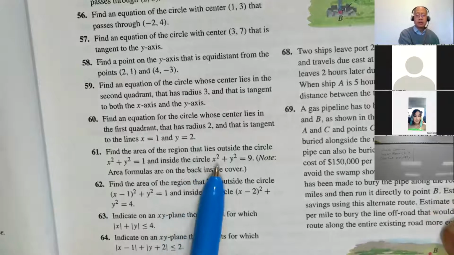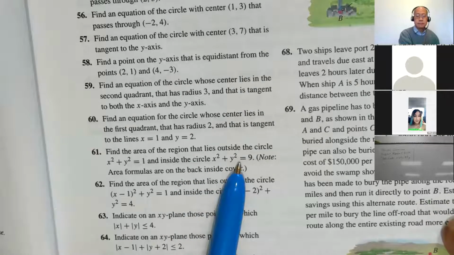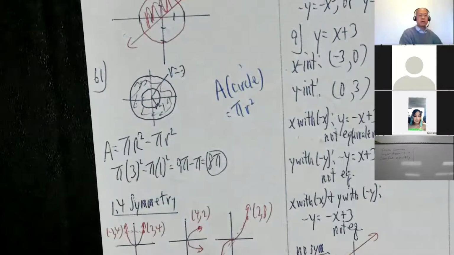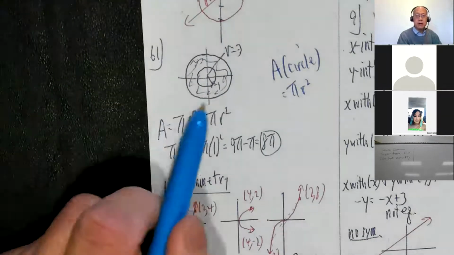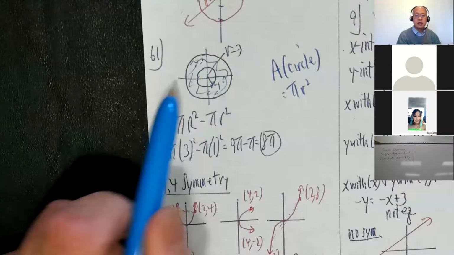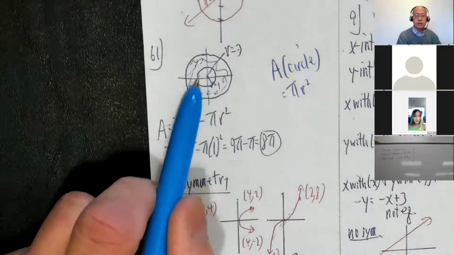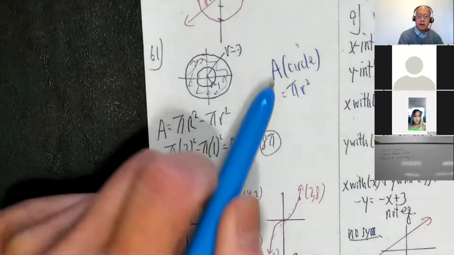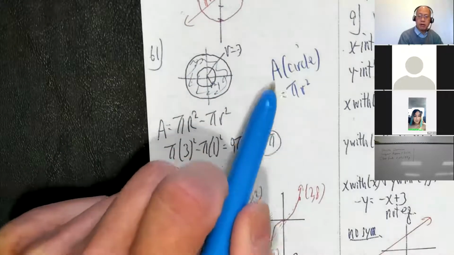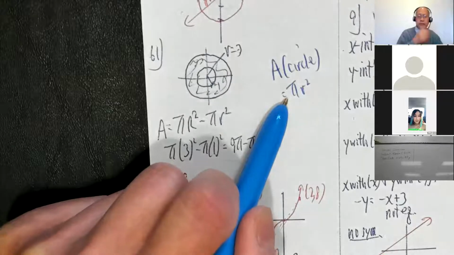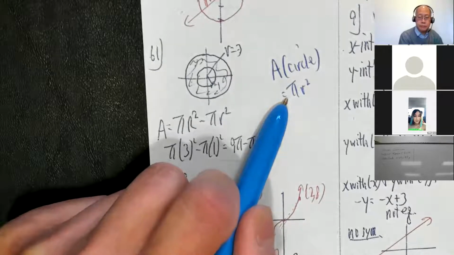Inside the circle x squared plus y squared equals 9. Circle, center at the origin, radius of 3. Here's a picture. Circle, center at the origin, radius of 3. Circle, center at the origin, radius of 1. So the formula for the area of a circle is pi r squared. If you want to put that on your formula sheet, you may. I'm sure you've probably heard that before.